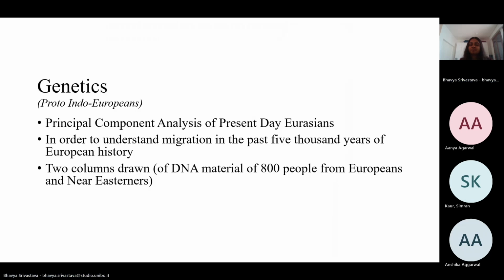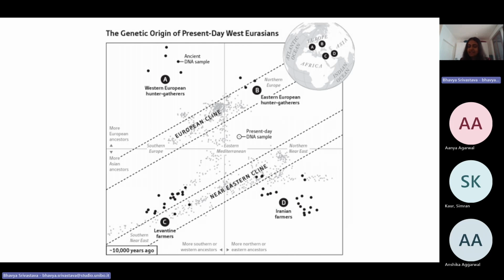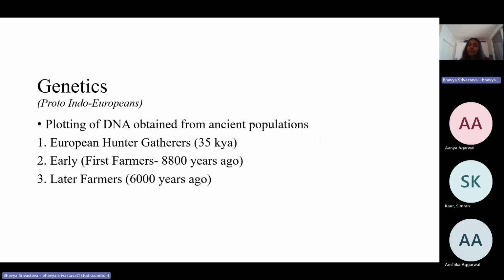In order to understand migration in the past 5,000 years of European history, the researchers plotted the DNA obtained from 800 present-day Europeans and Near Easterners, and they obtained these clines. To this, they plotted DNA obtained from ancient populations: the DNA of the first European hunter-gatherer, the DNA of the first European farmer, and of the later European farmers. And these were then plotted on the same graph.